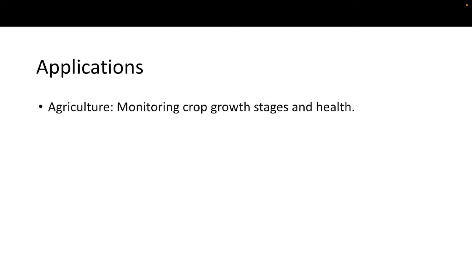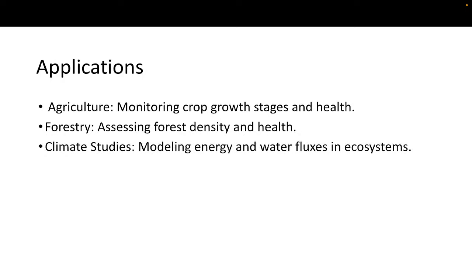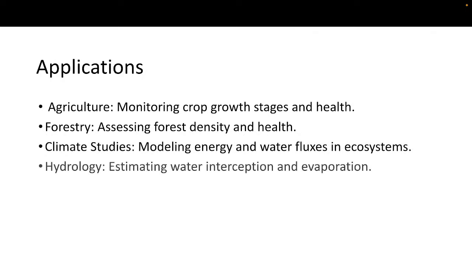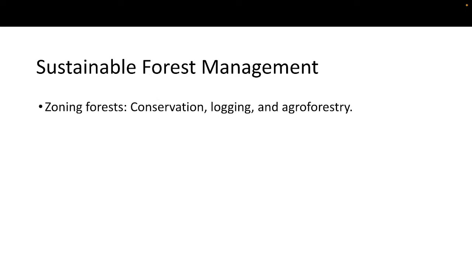For application in agriculture, we also use this for monitoring crop growth stage and health. As well in forestry, basically assessing forest density and health. Also in climate studies, basically modeling energy and water flux in ecosystems. And in hydrology, basically estimating water interception and evaporation. And sustainable forest management is another key concept of forest resource management in Google Earth Engine. We can easily do zoning of forest, such as conservation area, logging area, or agroforestry area. This type of thing we can easily monitor using this technique.